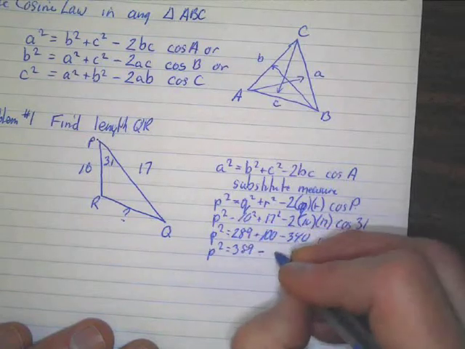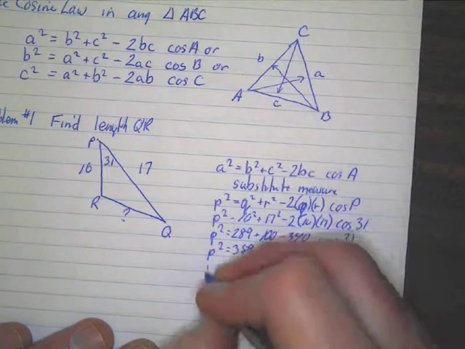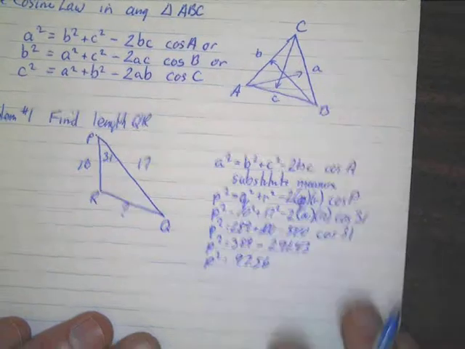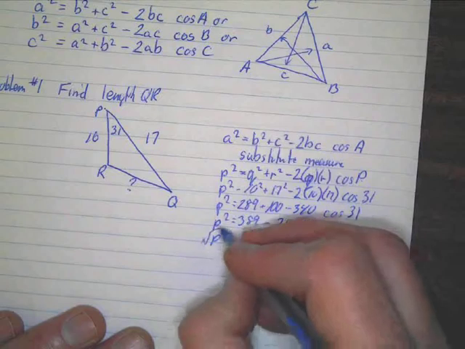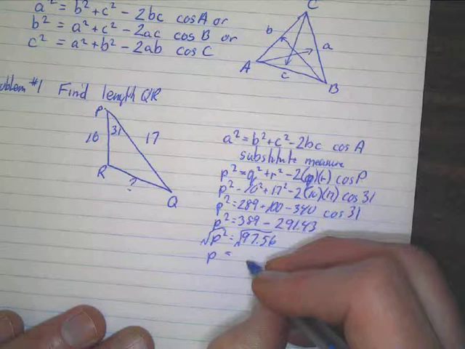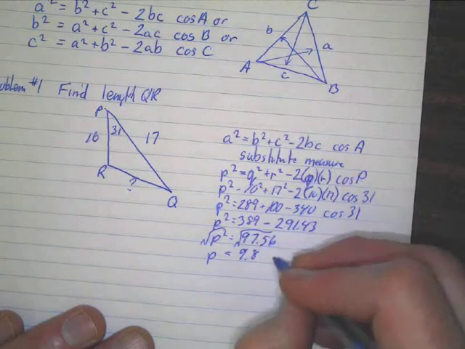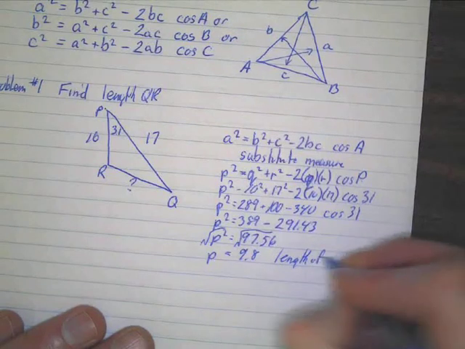P squared is equal to 389 minus 291.43. P squared is equal to 97.56. And the square root of P squared is P, and the square root of 97.56 is 9.8. So that's the length of PQ, of RQ.